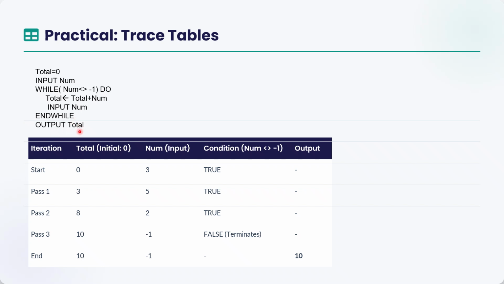It has to output the value total. So on termination, it is going to simply output the value 10, because this was the last value that was present in the variable total.